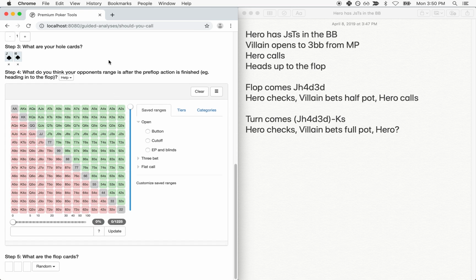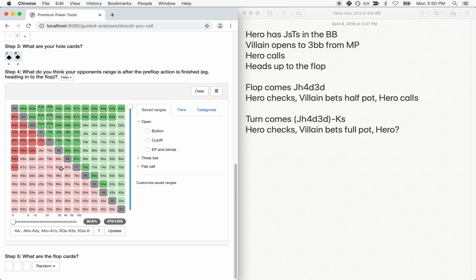Step 4, what do we think our opponent's range is after the pre-flop action is finished, heading into the flop? Pre-flop, they open from middle position and we call. So this is basically asking what we think they're opening from middle position. Let's just eyeball a range. I'm going to do something like this. Let's add in some suited connected hands. Let's say this is the range that they're opening from middle position. It's maybe a little wide, but let's say we're against a more aggressive player.